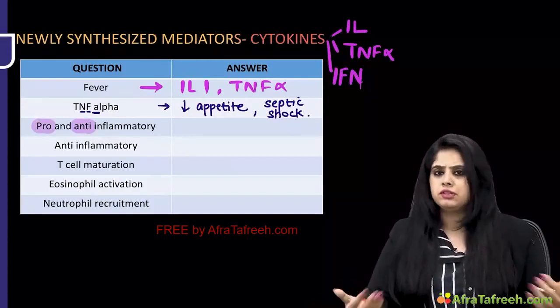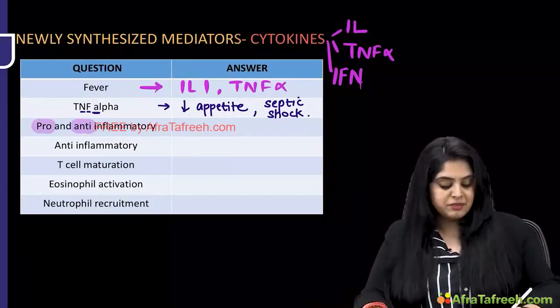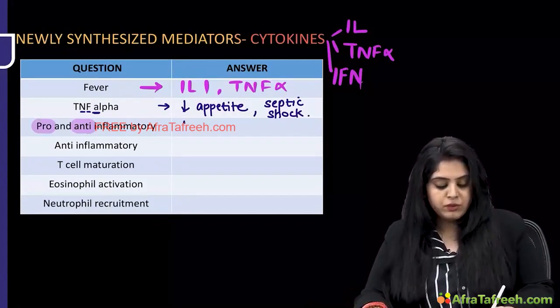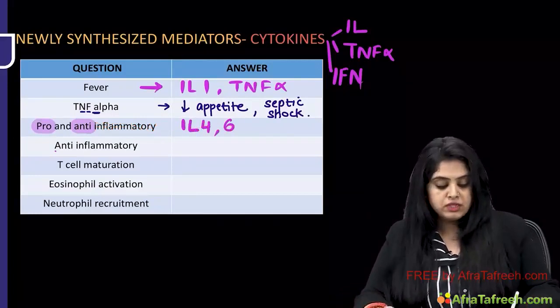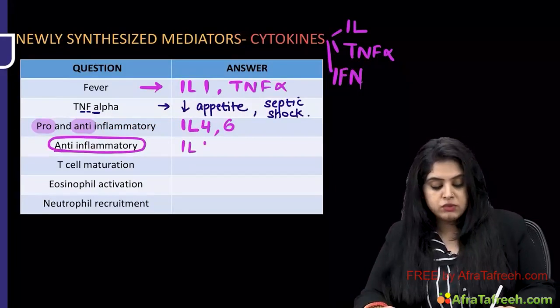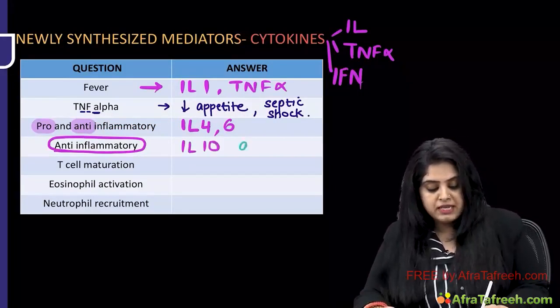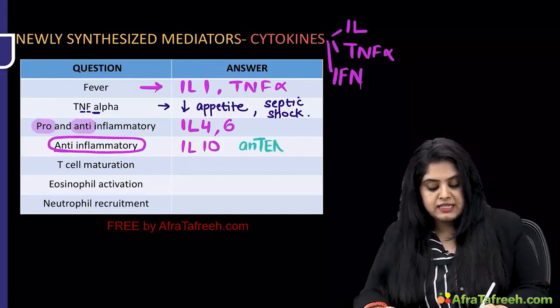Next, which is the interleukin which can start and stop inflammation? It can do both work: pro-inflammatory and anti-inflammatory. Basically, interleukins 4 and 6 can do both work, start and stop. But which interleukin is only meant for stopping the work? Interleukin 10. So please remember, interleukin 10 is anti-inflammatory. That is how we learn it.